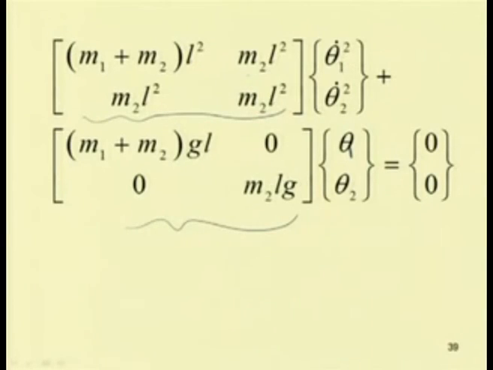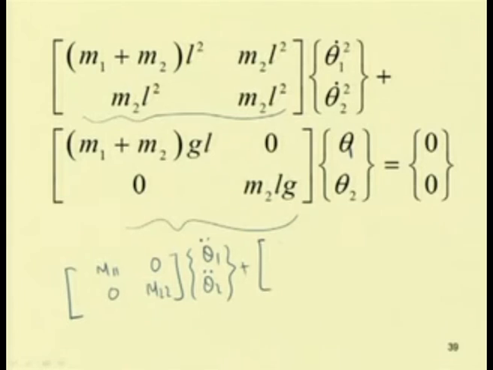The advantage of taking an uncoupled equation is that if this equation can be written in this uncoupled form, then one can write it this way: the matrix m11, 0, 0, m22, times theta 1 double dot, theta 2 double dot, plus the matrix k11, 0, 0, k22, times theta 1, theta 2, equal to 0, 0.